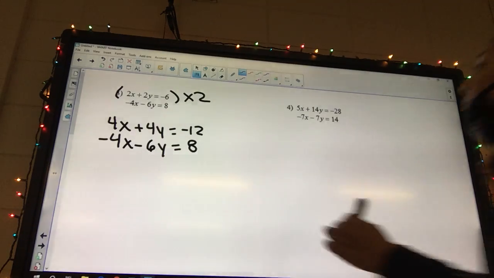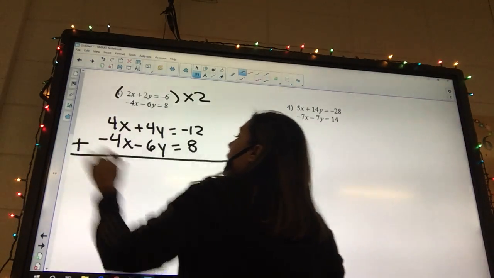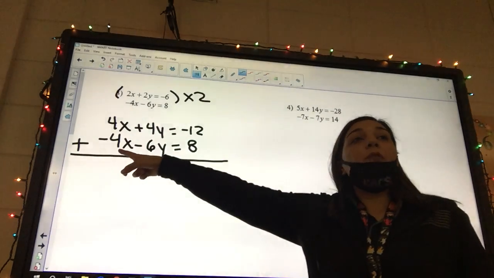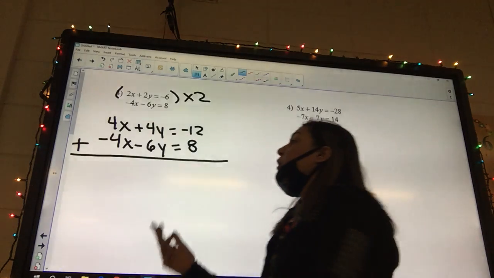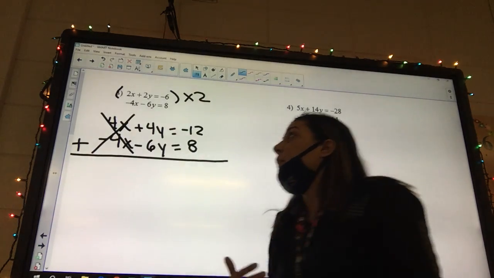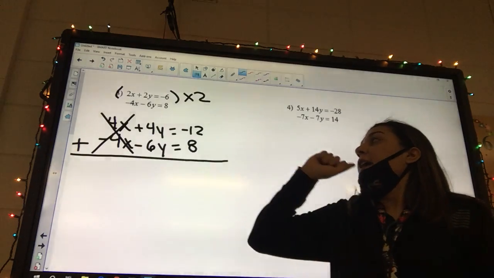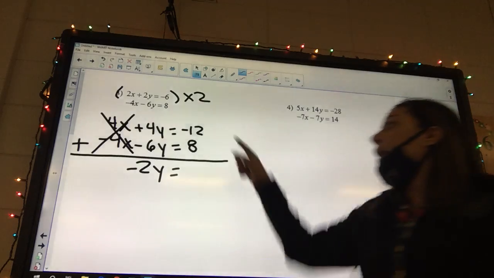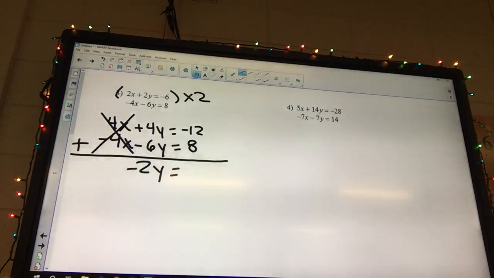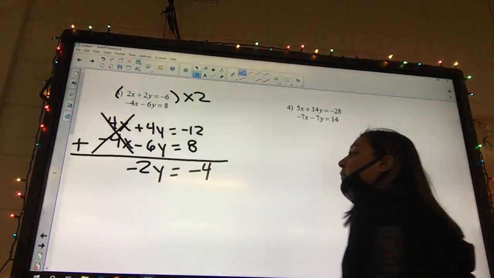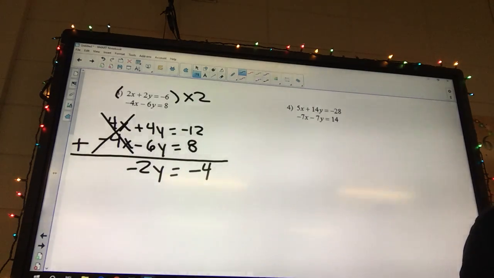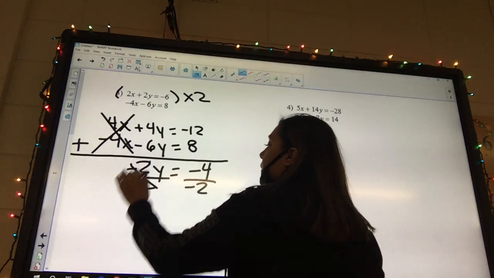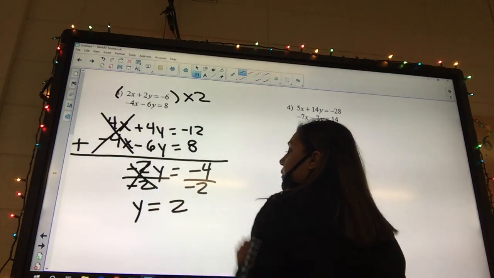We add them together. Okay, so draw a big line and you're going to add them together. Well, 4 plus -4 is what? 0, and that's what we should get. Okay, so these cancel. 4 plus -6, -2y equals -12 plus 8, -4. Then what? Divide by -2. Divide by -2. So I got y equals 2.